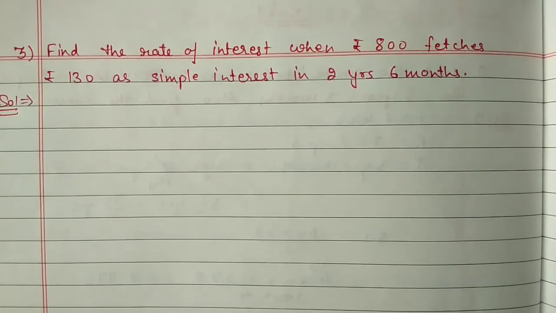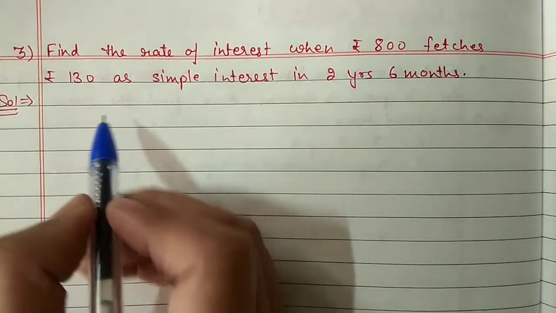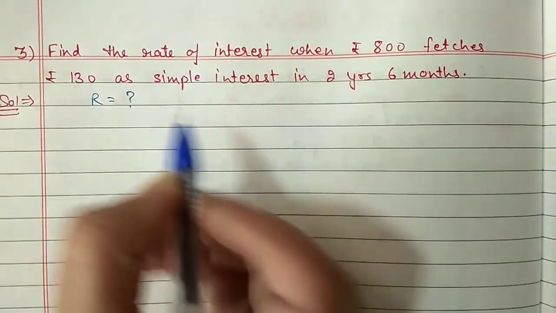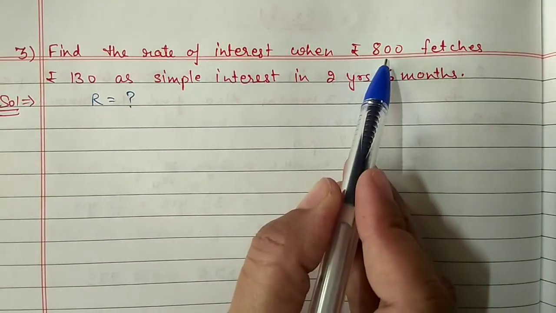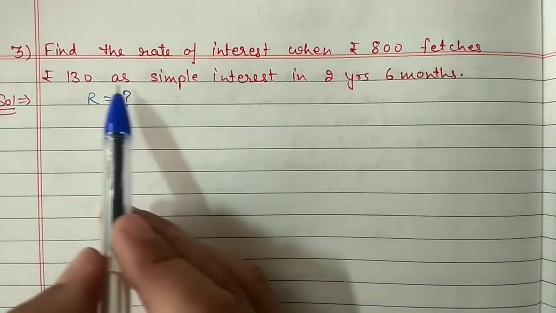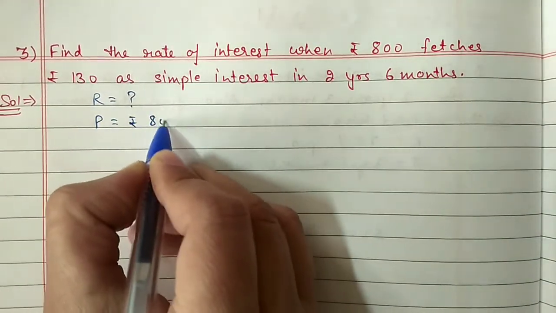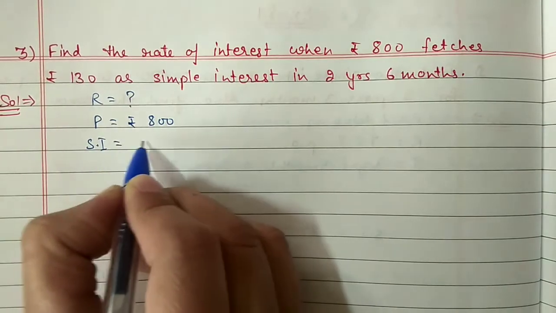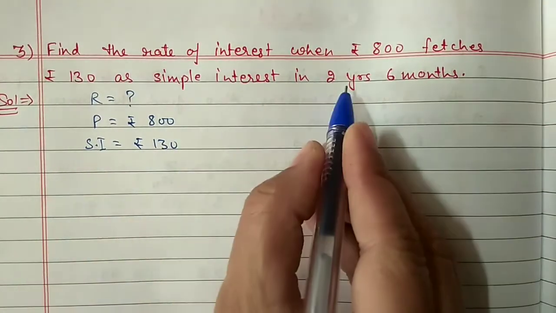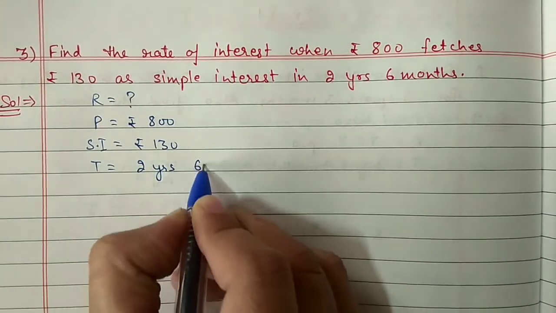Next, question number 3. Find the rate of interest when 800 rupees fetches 130 rupees as simple interest in 2 years 6 months. So first, it is given to find the rate of interest. It means R we have to find out. When 800 rupees fetches 130 as simple interest, this is the principal money and this is the simple interest. So P is 800 rupees, simple interest is 130 rupees, and time is 2 years 6 months.